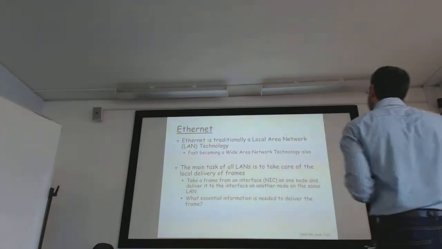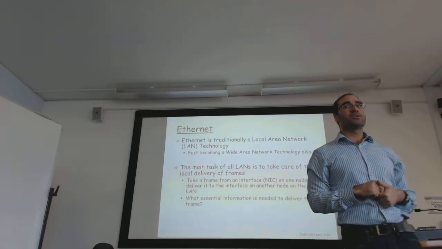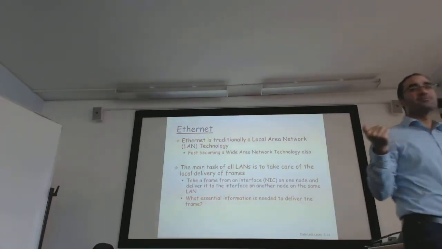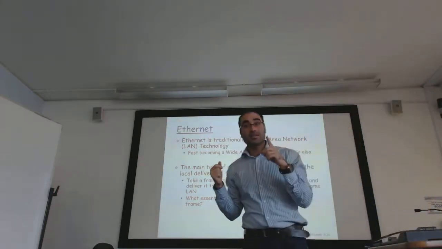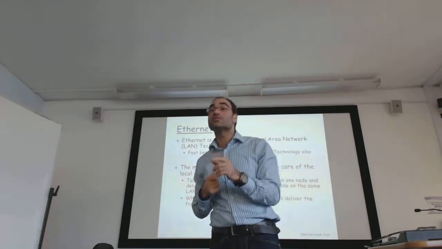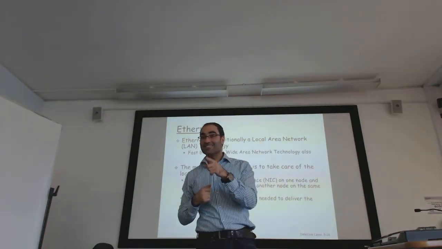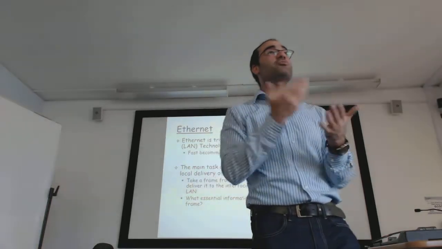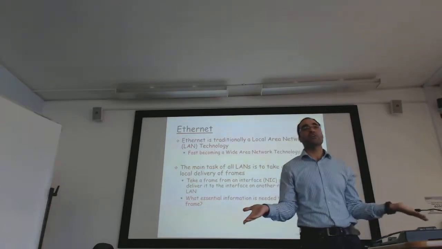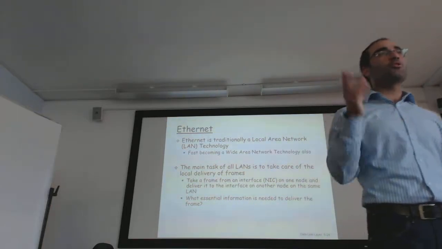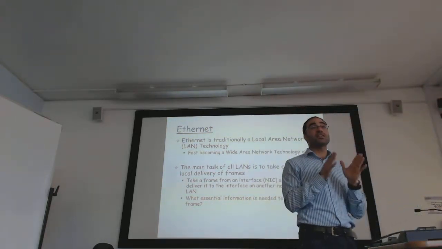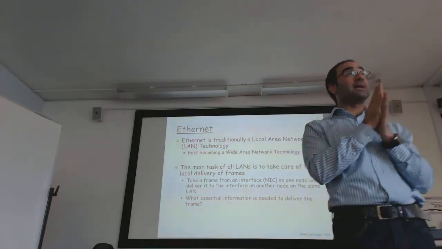What essential information is needed to deliver a frame? Now tell me, what is the essential information to deliver a frame? The frame header. What does it hold? Address. Exactly, that's what you need. To deliver any data from any source to any destination, you need to have the address. What's the address within your data link? It will be your MAC addresses. Your physical addresses are your MAC addresses. So we are dealing today with the MAC address and the physical address of the actual LANs.